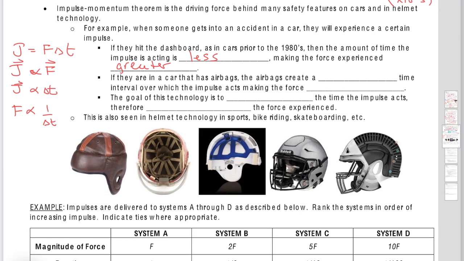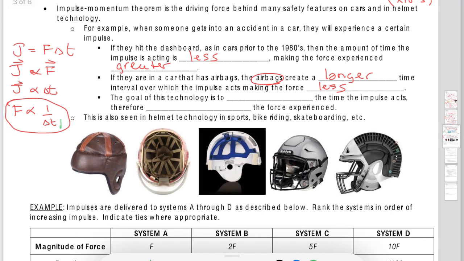Now, what happens is in cars nowadays, they have airbags. Airbags were created out of necessity because their goal is to create a longer time interval over which the impulse acts, making the force less. So this inverse relationship: if I increase the time, which is what an airbag does, the force is going to go down. And so the goal of airbag technology, helmet technology, anything to do with collisions, is to increase the time that impulse acts, therefore decreasing the force experienced.